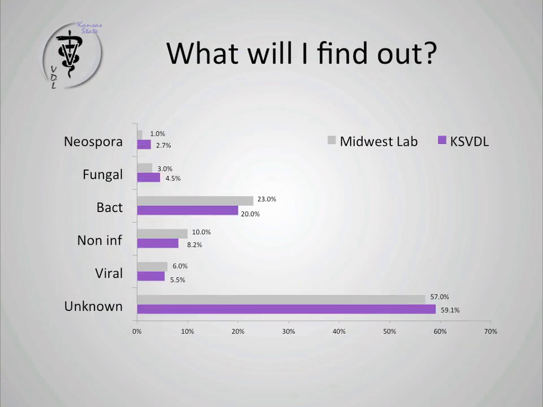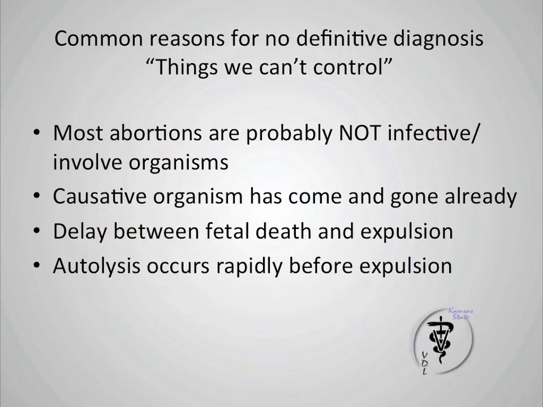So we thought, well, that's not very good. So we went and looked at another lab here in the Midwest that has kind of the reputation for being good at doing abortion workups. It's pretty much the same thing. 60%, 57 to 59 were the comparisons, as far as basically unknown or undiagnosed. So then we start to say, well, why is it like that? What's going on? We've got a couple things that we can offer for suggestions.